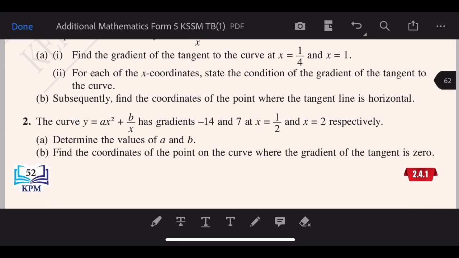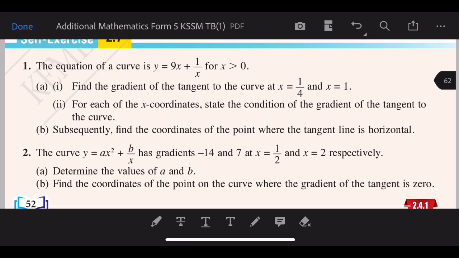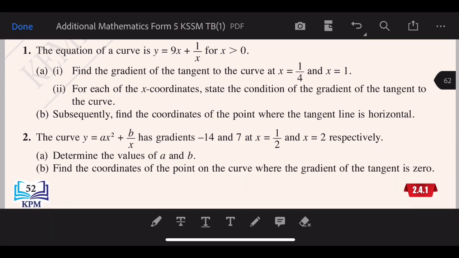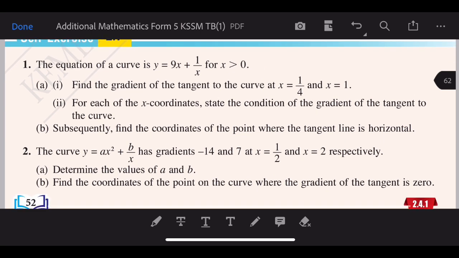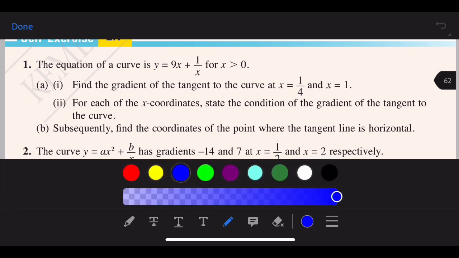So let's say we have a few questions here. If I want you to do this question, I think you should know how to do, right? Okay, so I think this is quite easy. Find the gradient of tangent at x equal to 1 over 4 and x equal to 1. So your first step is, when you see gradient of tangent, you just do dy dx, alright?